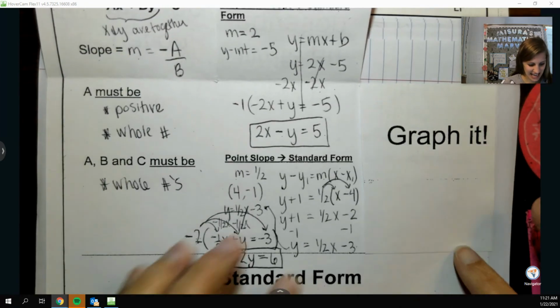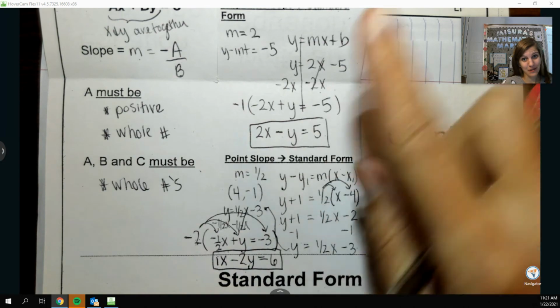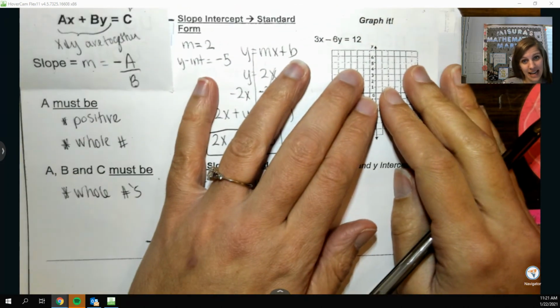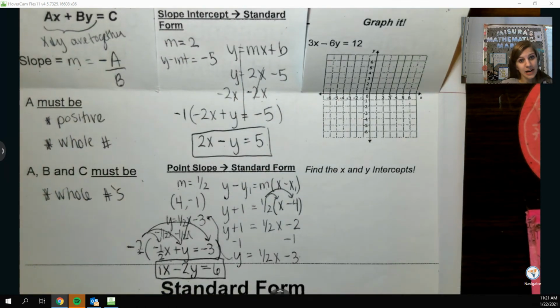Okay, last one we got here. That's kind of tricky. We're probably going to have to practice more of those, I feel like, as we want to be good at graphing it. Now, there are a couple ways we can graph it.